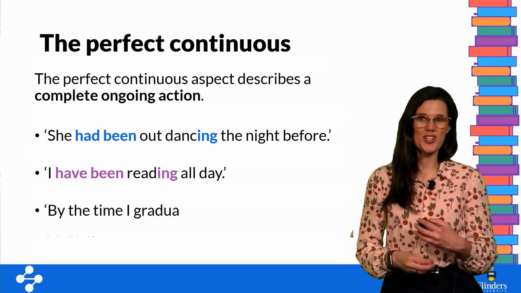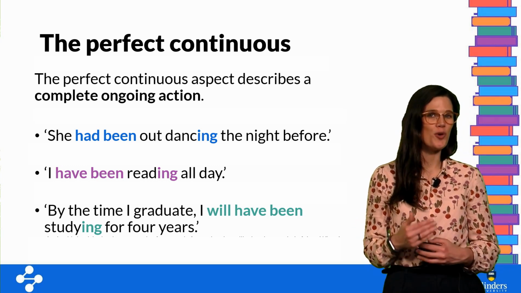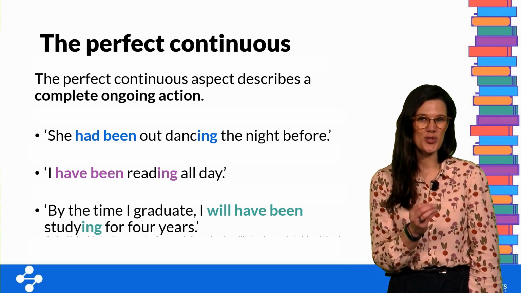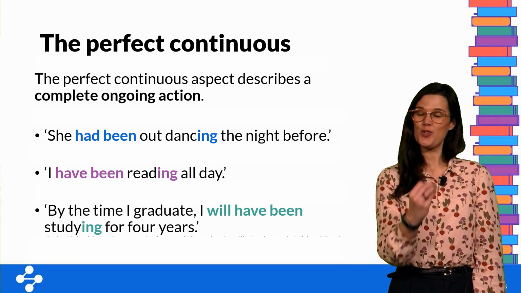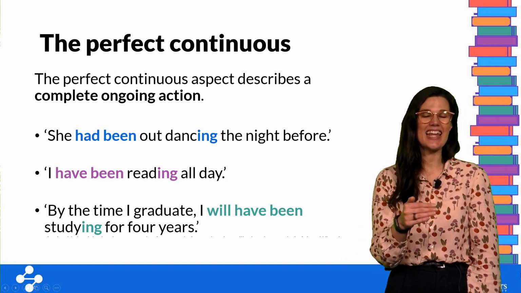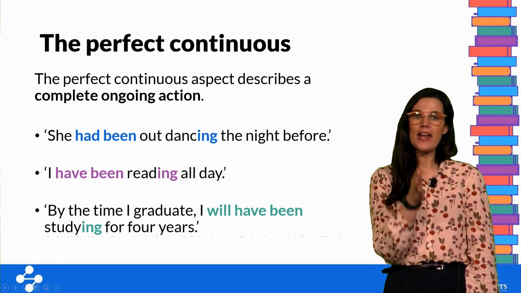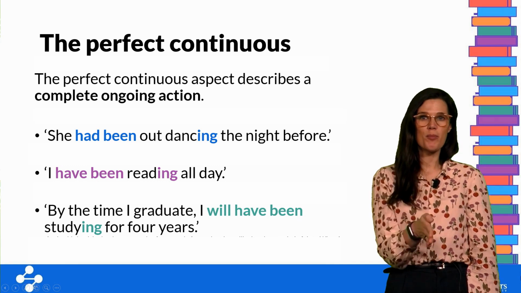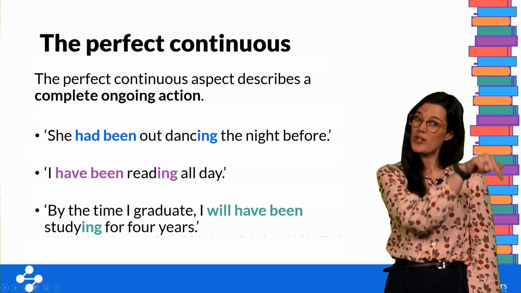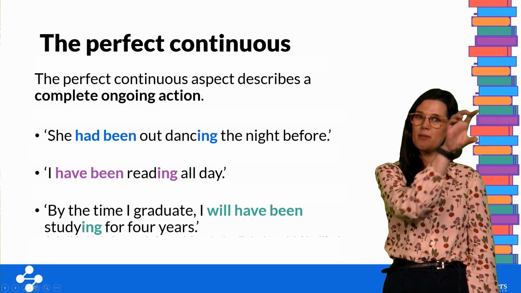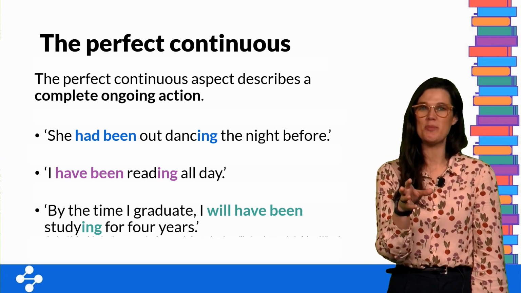And then we have the future. By the time I graduate, I will have been studying for 4 years. Now I know this one is super tricky because it suggests the end of a future action that has taken place over a period of time. So we're thinking about, again, when am I speaking from? I'm speaking from the present, thinking forward to the future, at which point I will be looking back over time. Okay, we're going to go into it some more, don't worry.